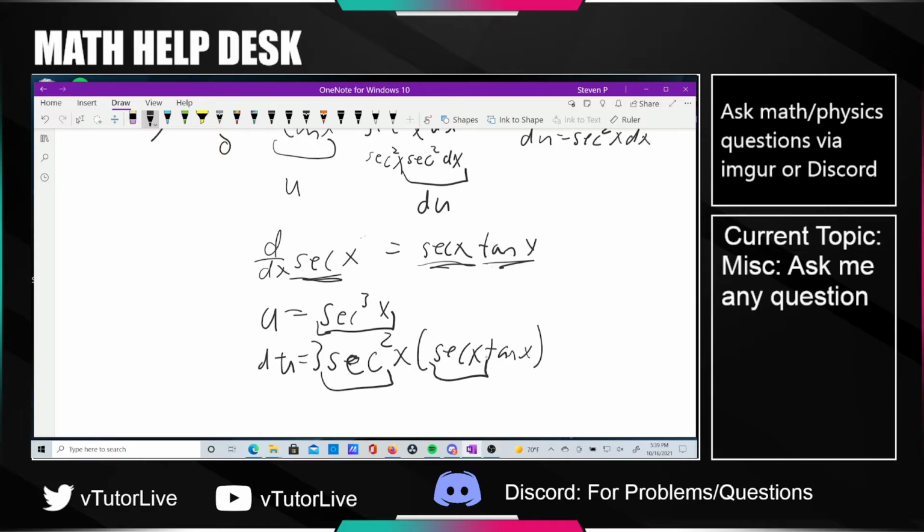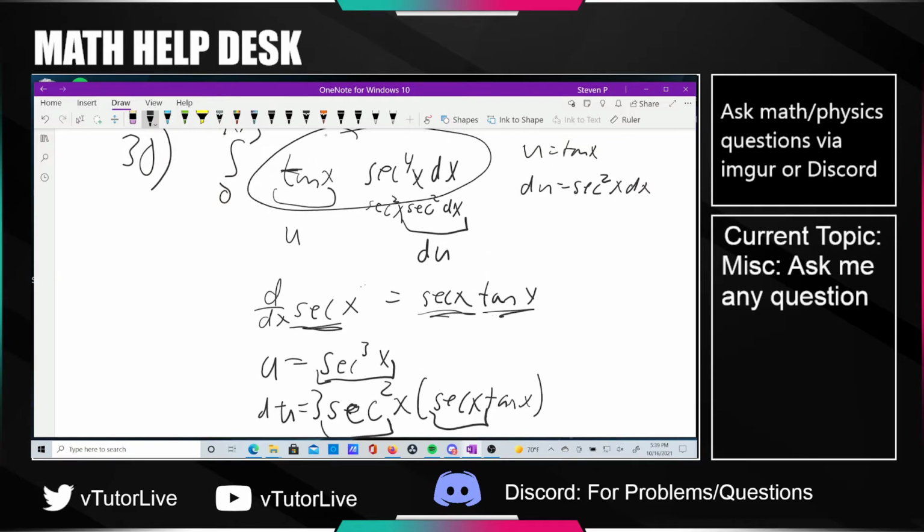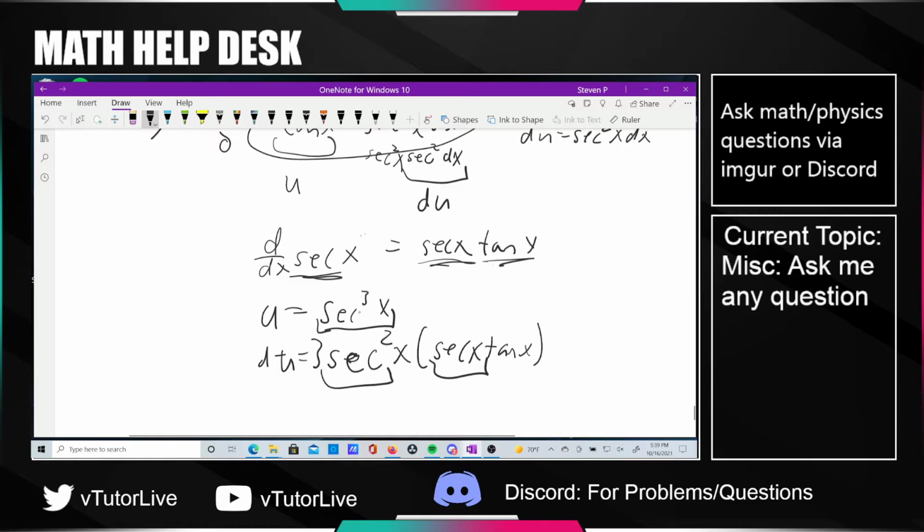Because the idea is that we'd like to replace everything here with u du, but the issue is that secant cubed, secant squared, secant to the first power, that's a total of 5 powers of secant, so that's one too many, right? That's one too many.